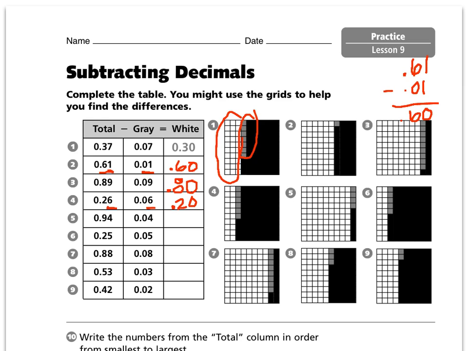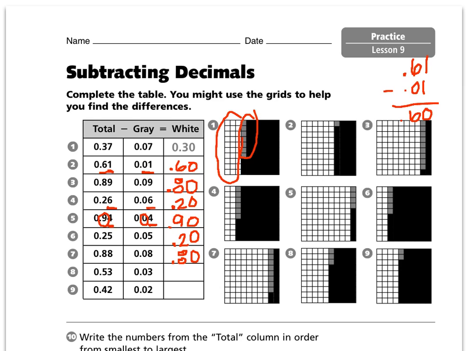94 hundredths minus 4 hundredths. So I'm looking at the 4's, and I'm going to subtract 4 minus 4, and I get 0. 9 minus 0 is going to be 9. Bring down your decimal point, and you have 90 hundredths. 25 hundredths minus 5 hundredths is going to be 20 hundredths. 88 hundredths minus 8 hundredths is 80 hundredths.